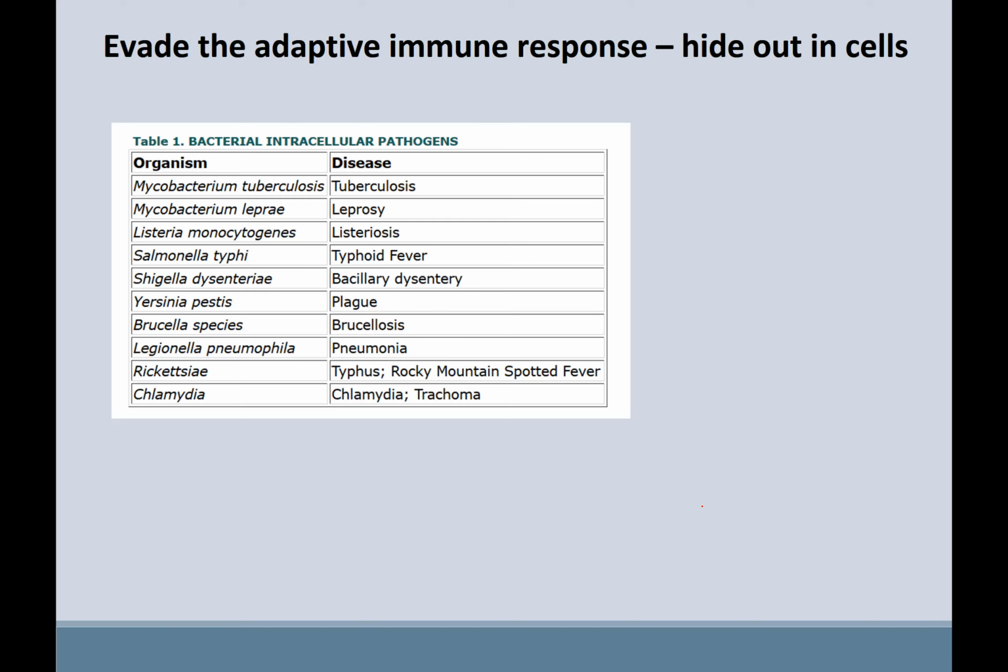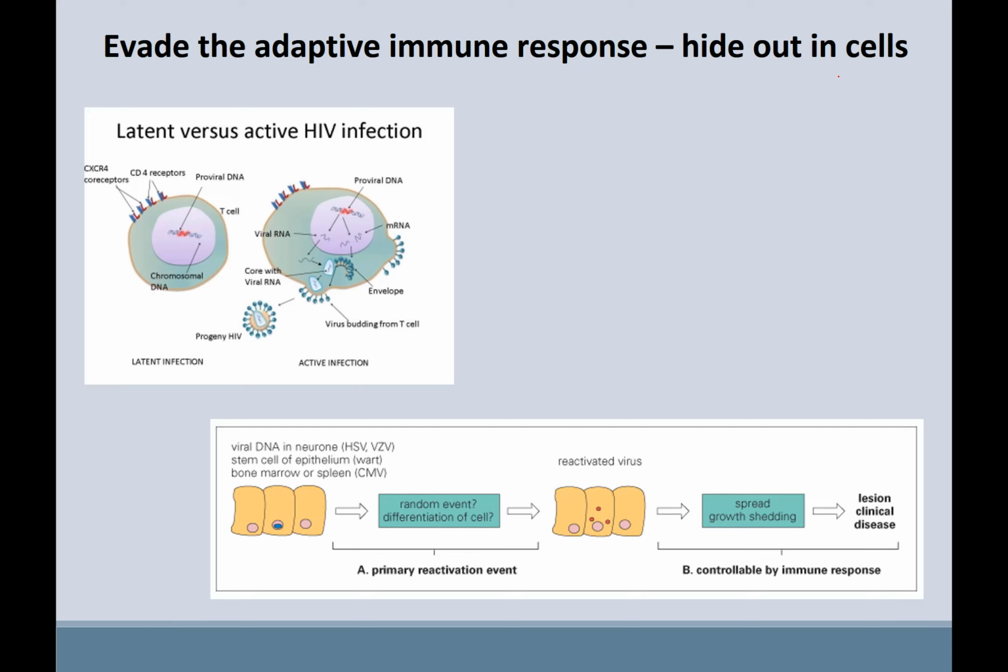Here are some intracellular pathogens. Okay, so these actually hide out inside your cells and live there. And so they're not targeted by the immune system because they're in your own cells. So the immune system can't tell that these cells are infected. Viruses, some viruses do this, and some can produce what we call a latent infection.